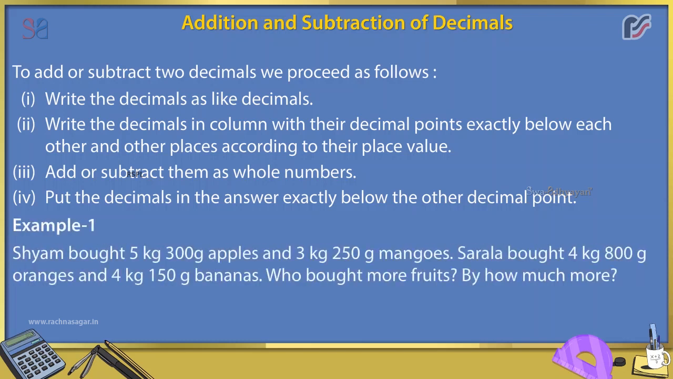Example 1. Shyam bought 5 kg and 300 gram apples and 3 kg and 250 gram mangoes. Sarla bought 4 kg and 800 gram oranges and 4 kg and 150 gram bananas. Who bought more fruits? By how much more?